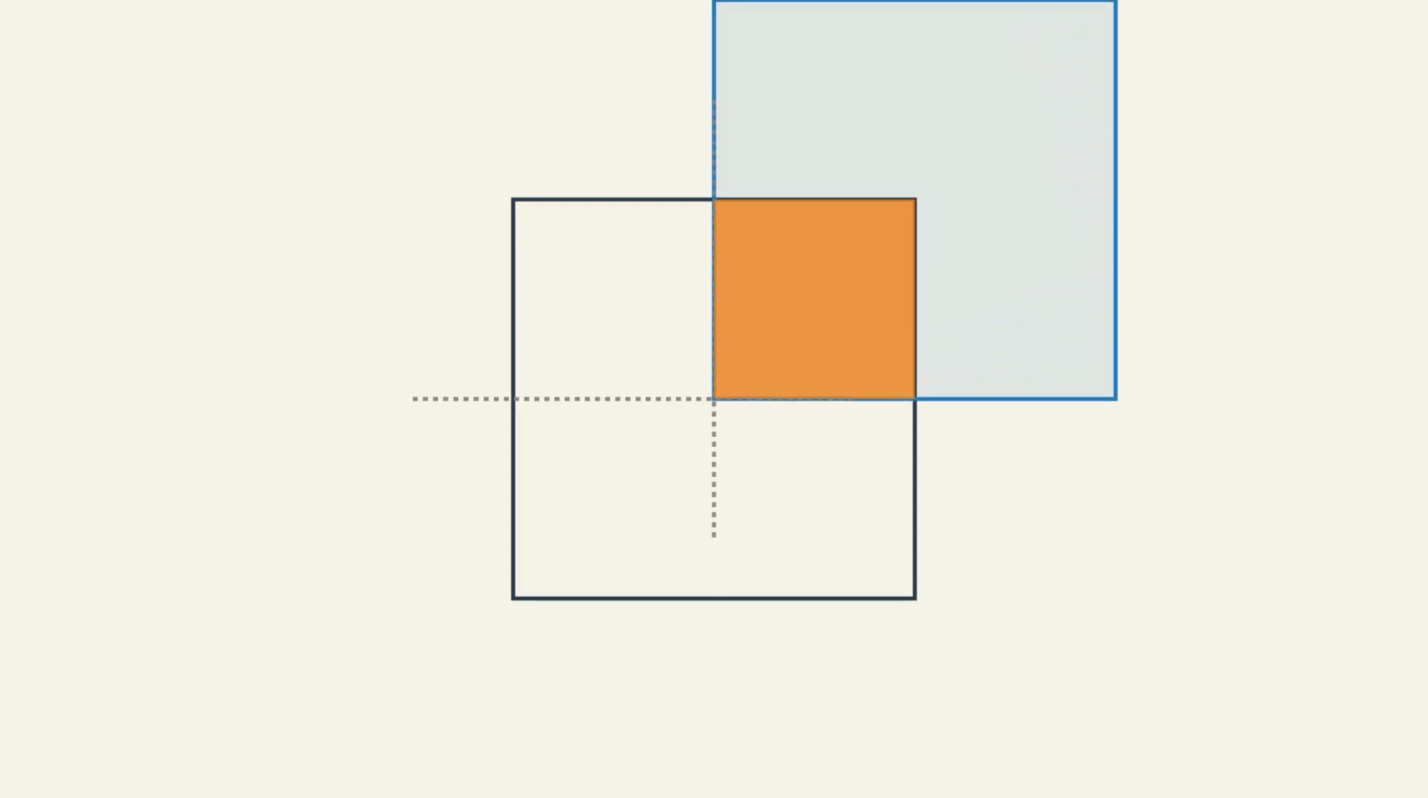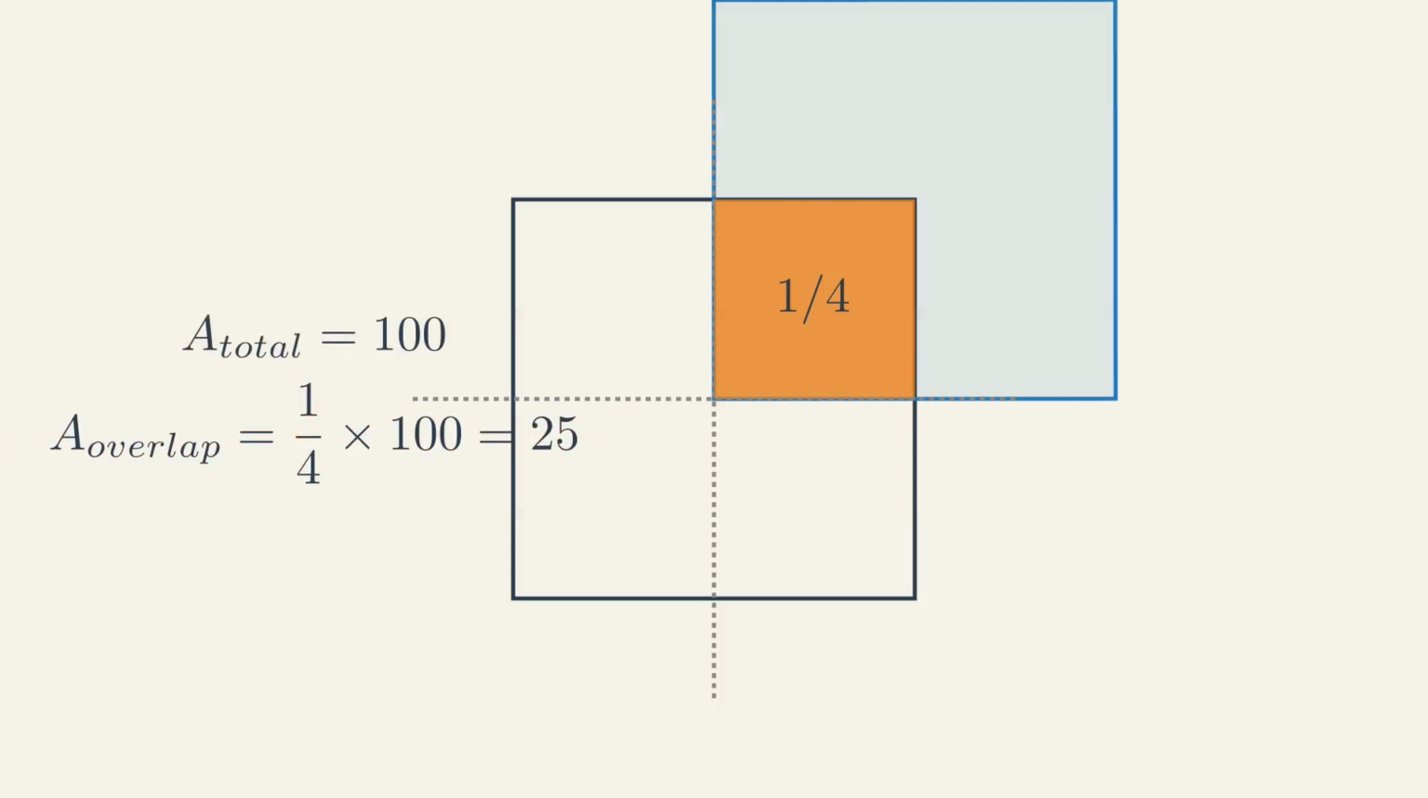Let's look at the easiest possible position. If we rotate the square so its sides are parallel to the main square, the solution is obvious. The overlap is exactly 1/4 of the main square. Since the total area is 100, the overlap is 25.